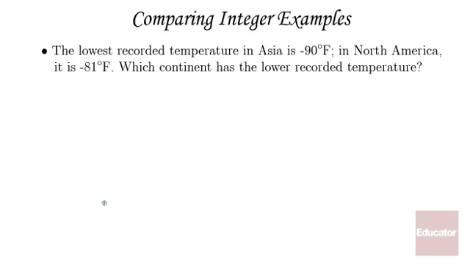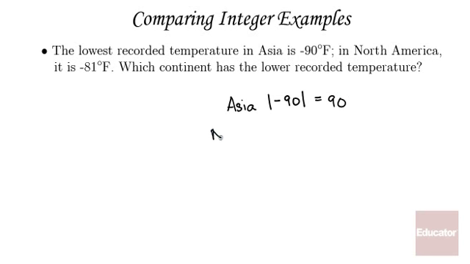Here's another comparing integer example. The lowest recorded temperature in Asia is negative 90 degrees Fahrenheit. In North America, it is negative 81 degrees Fahrenheit. Which continent has the lower recorded temperature? Let's look at Asia. The absolute value of negative 90, the 90 degrees Fahrenheit, is 90. So to reach 0, we would have to move 90 degrees up.